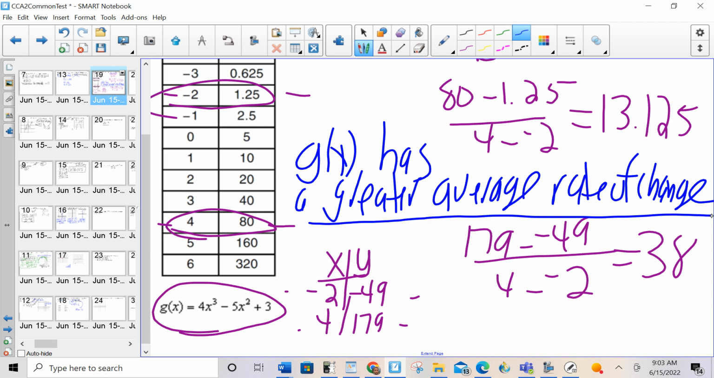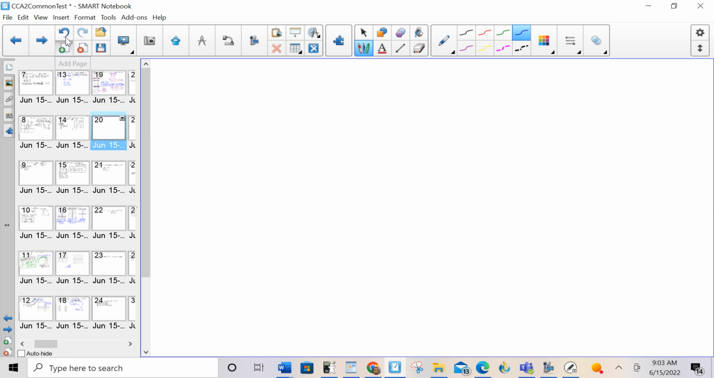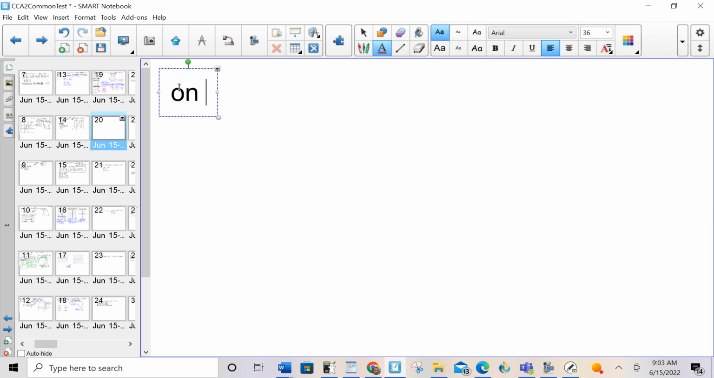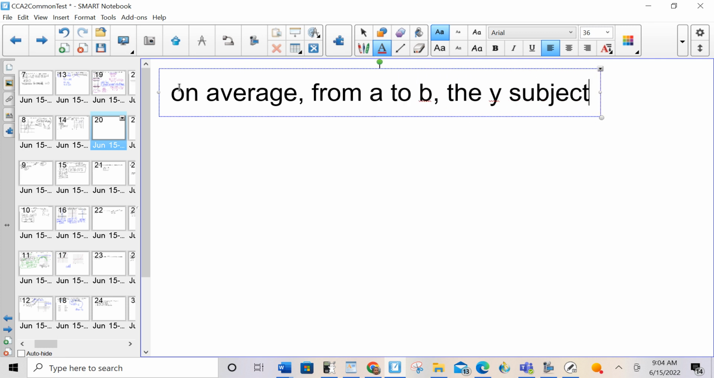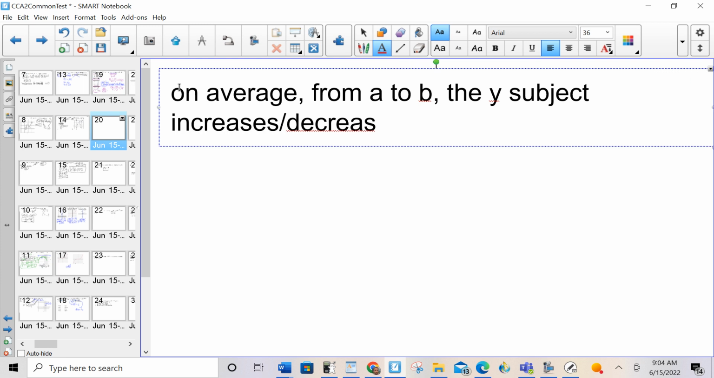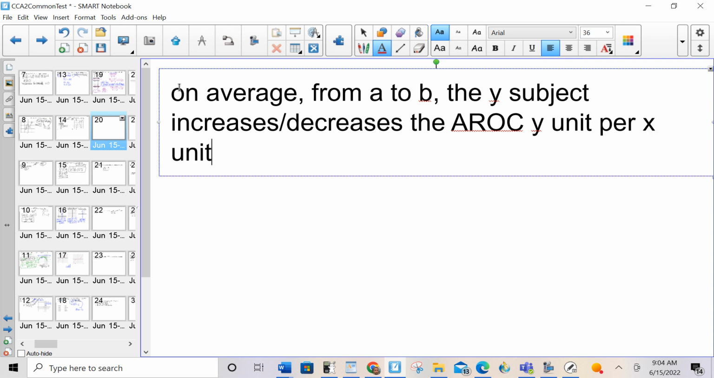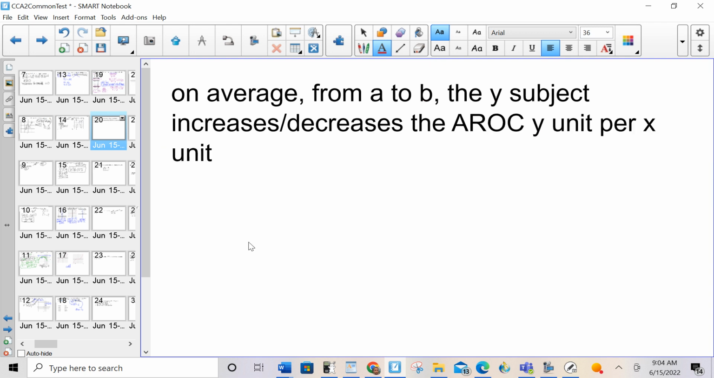And by the way, if it ever asks for the context for average rate of change, kind of have a script: on average from A to B, the y subject increases or decreases by the average rate of change, y unit per x unit. So if we're talking about braking distance from 50 to 70 miles per hour, that was that one question. On average, from 50 miles per hour to 70 miles per hour, the braking distance increases by whatever it was, 7.5 maybe feet per mile per hour.